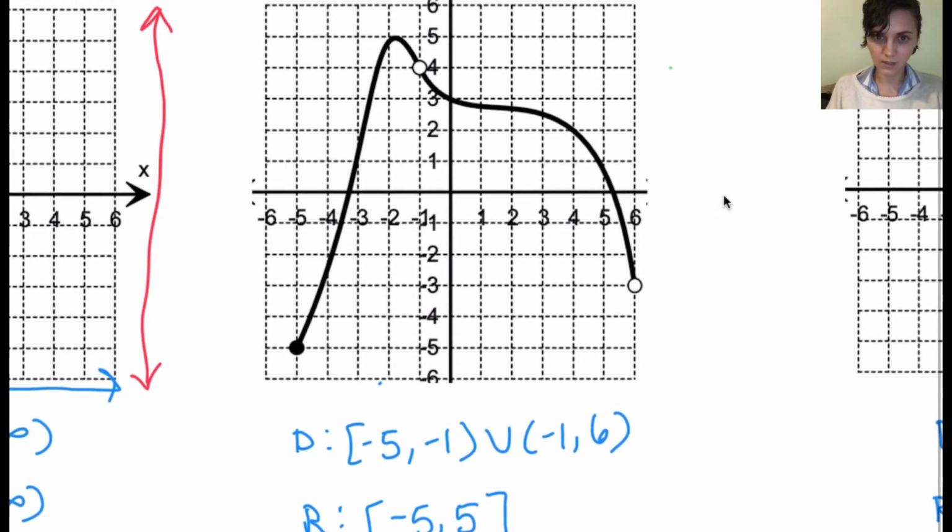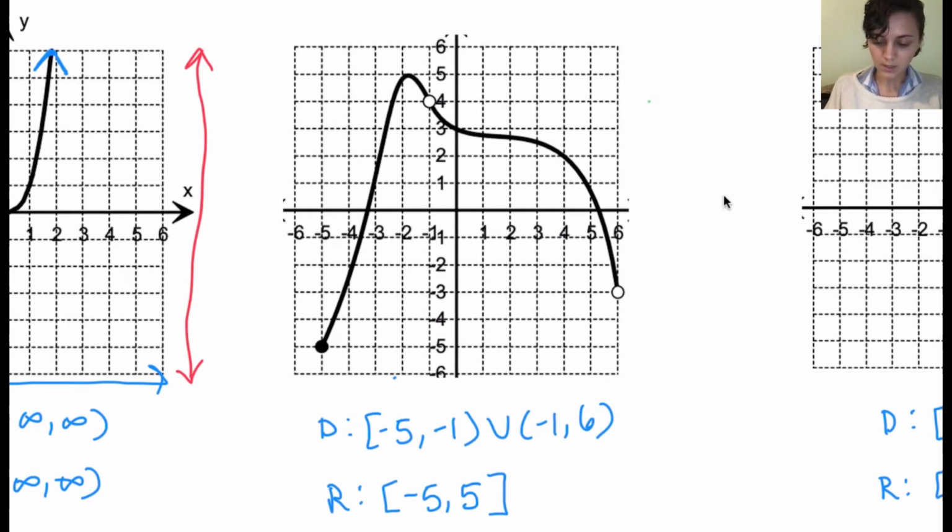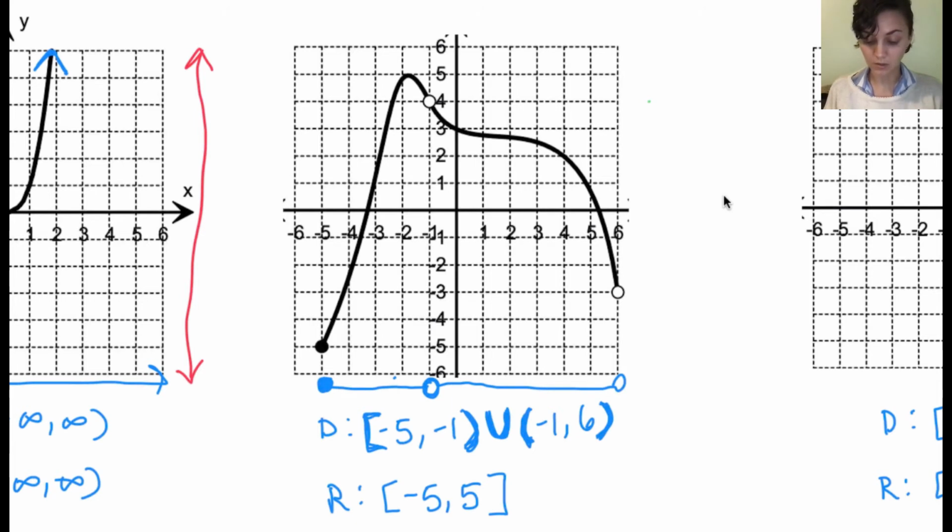This middle one was a little tricky because of that hole. So the domain, we have a closed circle there, and then an open circle at -1. Then it continues on to an open circle at 6, which is why I use brackets, and then a parentheses at -1. This means just and. It's a little u, so that means and. We continue from -1 with a parentheses because of that hole, all the way to 6 with another parentheses. So the bracket corresponds to the closed circle, parentheses corresponds to the open circle.